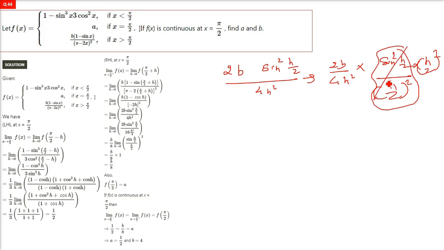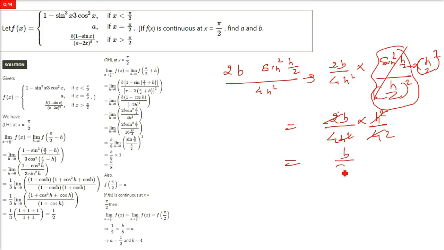This is going to be 1 after applying the limit. So 2b by 4h square into h square by 4. So this is 4, so this is 2. h square cancels, 2 to the 4. So it will be b by 8.